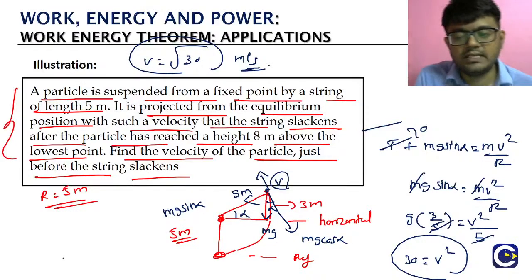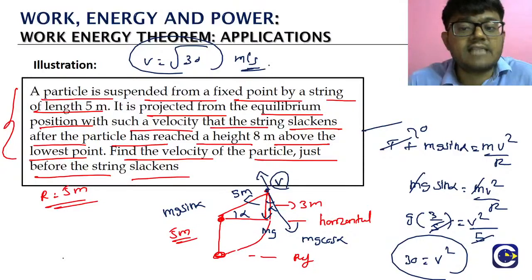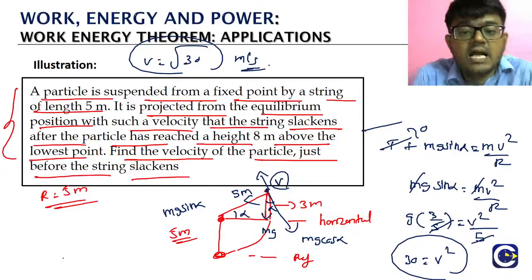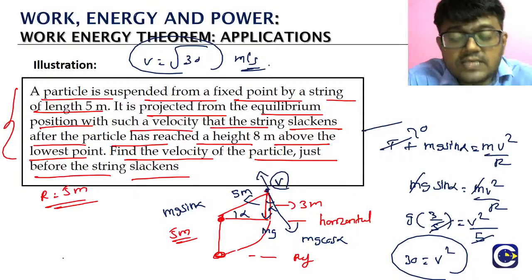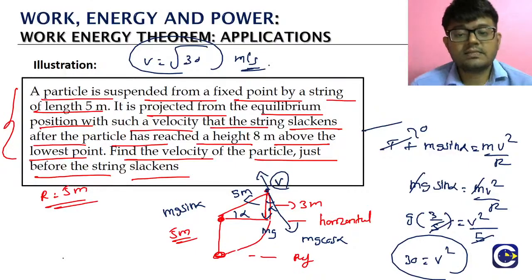So what have we done? At the point where it is slacking, we are applying the condition for slacking. Now the tension value should become what? It should become 0, right? So at that point, the net centripetal force relation, if we see, is T plus mg sin alpha.